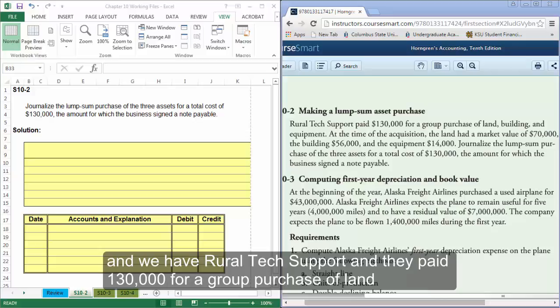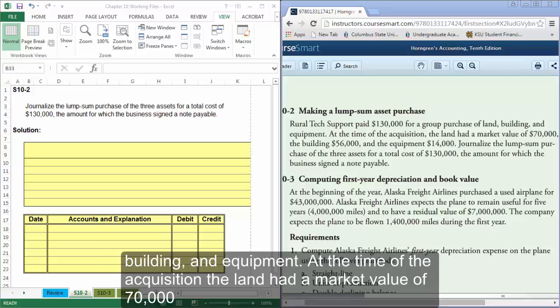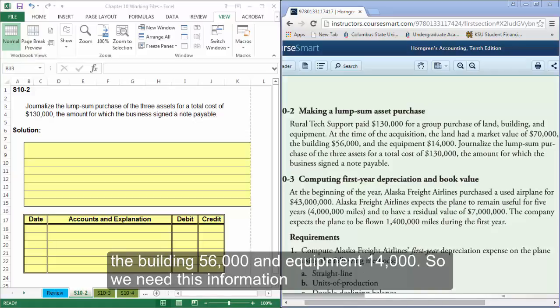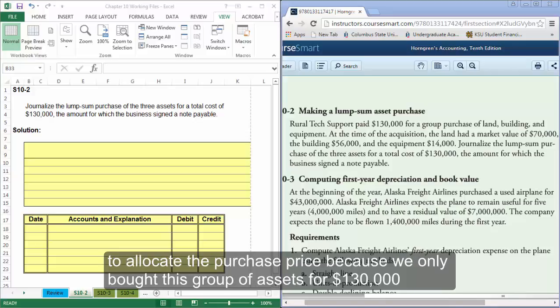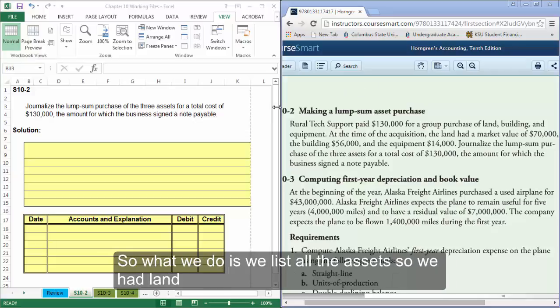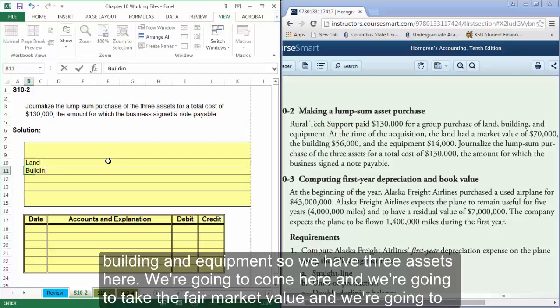And we have Rural Tech Support, and they paid $130,000 for a group purchase of land, building, and equipment. At the time of the acquisition, the land had a market value of $70,000, the building $56,000, and equipment $14,000. So we need this information to allocate the purchase price, because we only bought this group of assets for $130,000. So what we do is we list all of the assets. So we had land, building, and equipment. So we have 3 assets here.